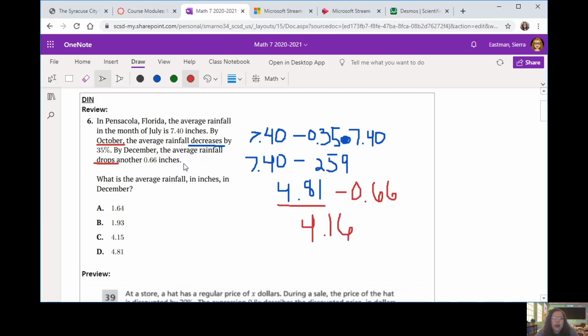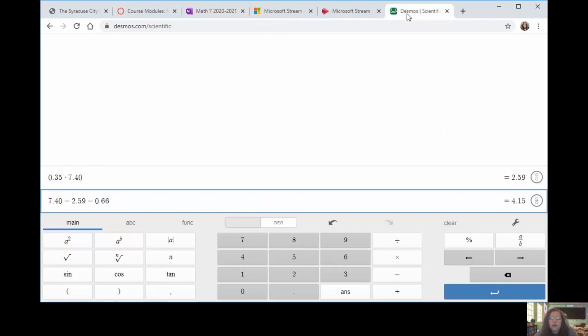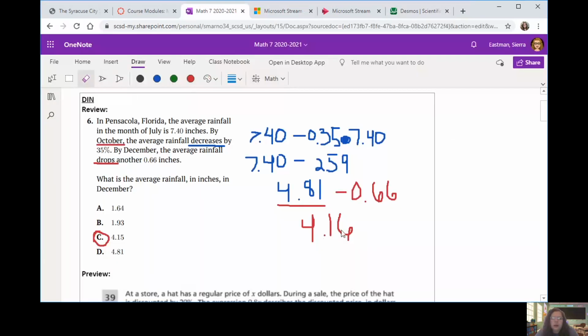And we have our average rainfall in inches, should be our answer C. Oh, yep, 4.15, sorry. So I wrote this wrong. And then it matches exactly to our answer C, 4.15. There we go.